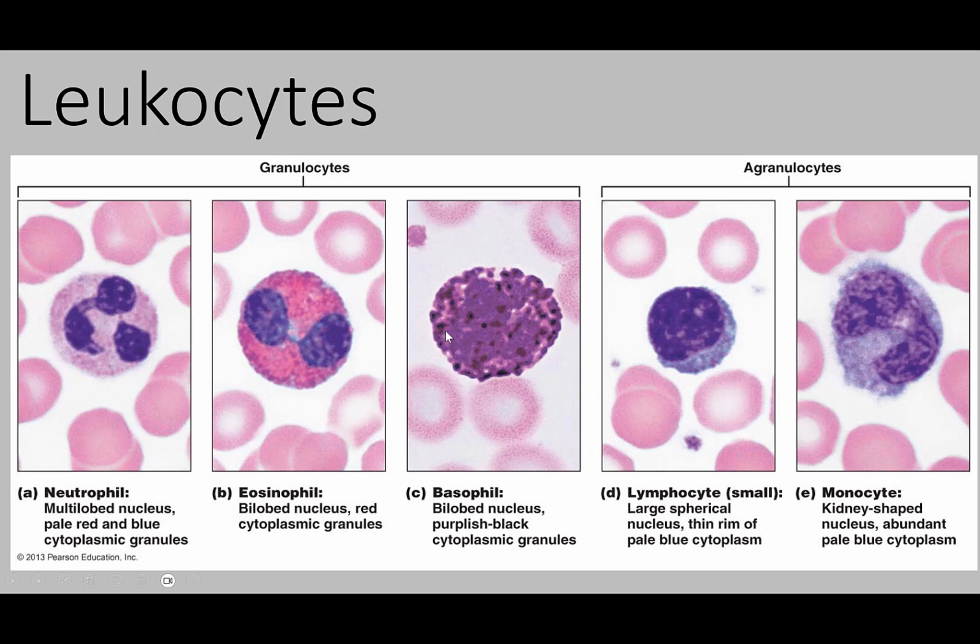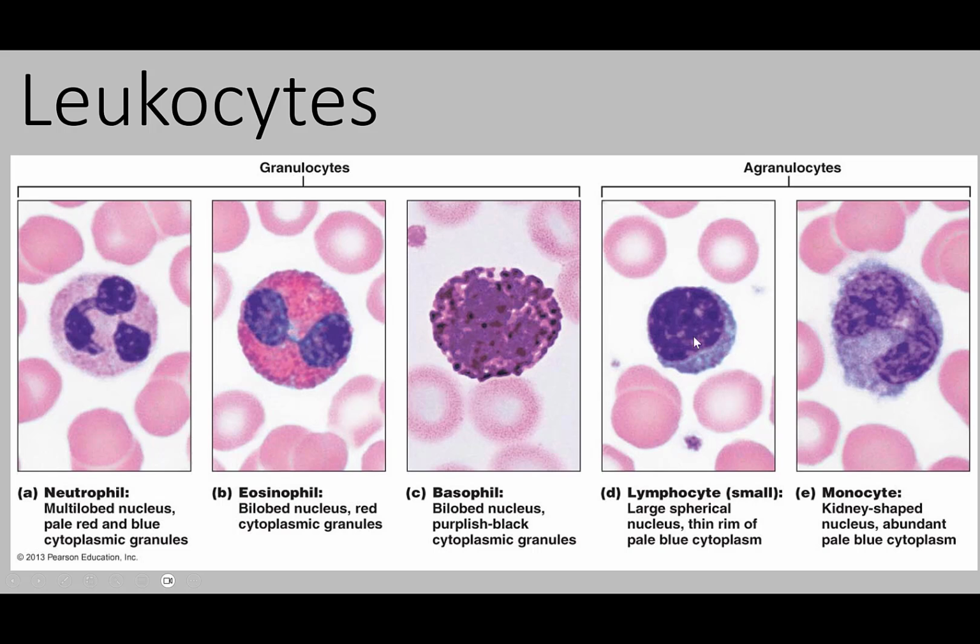So those are the granulocytes: neutrophils, eosinophils, basophils. The next two are agranulocytes. They do not have visible cytoplasmic granules. The first one is a lymphocyte.